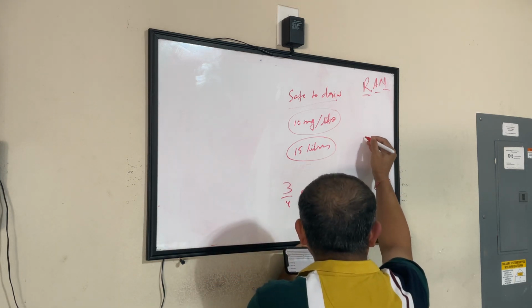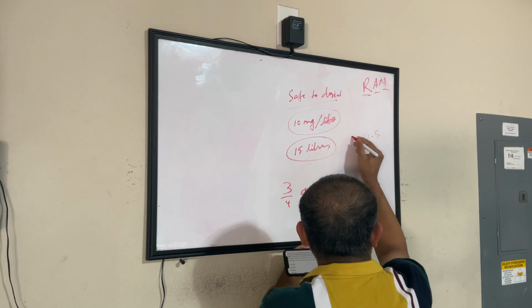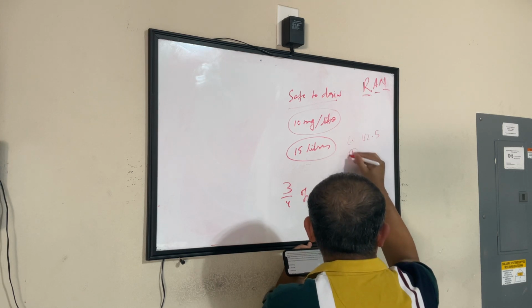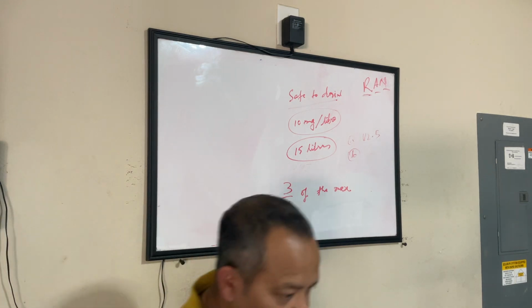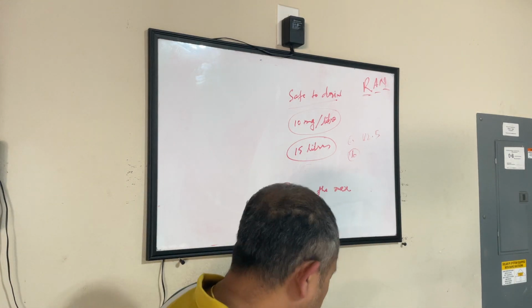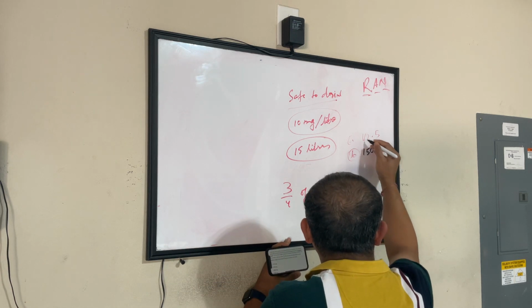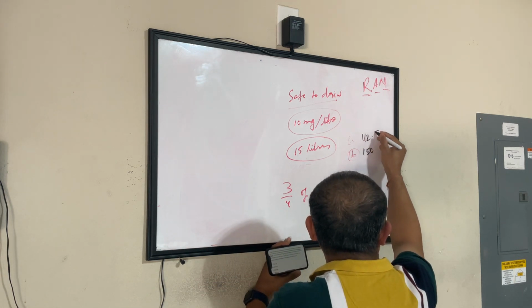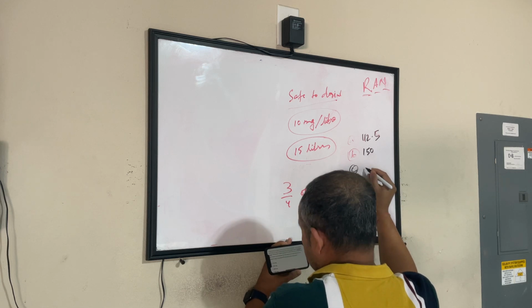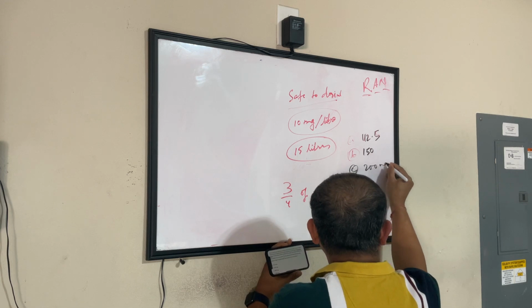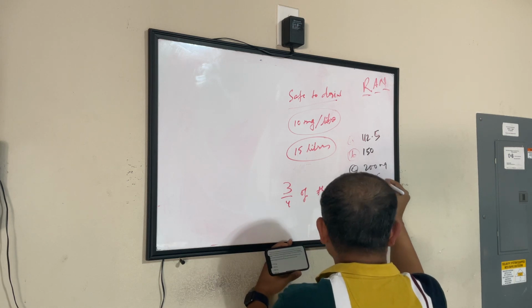So the options given are: A, 112.5. Second option is 150. C is 200 milligram. And D is 225 milligram.